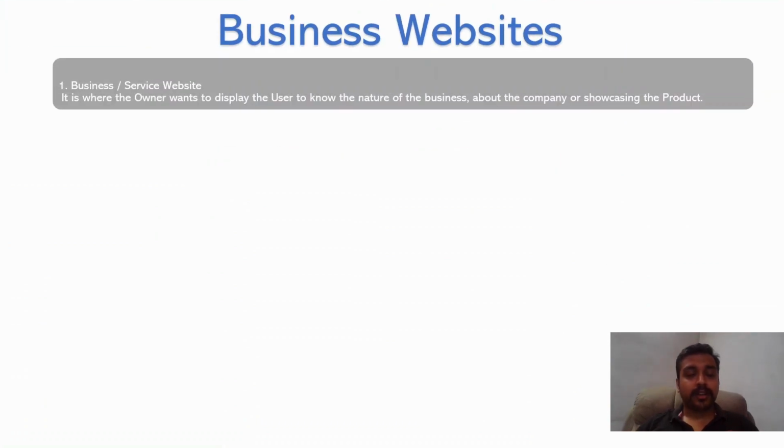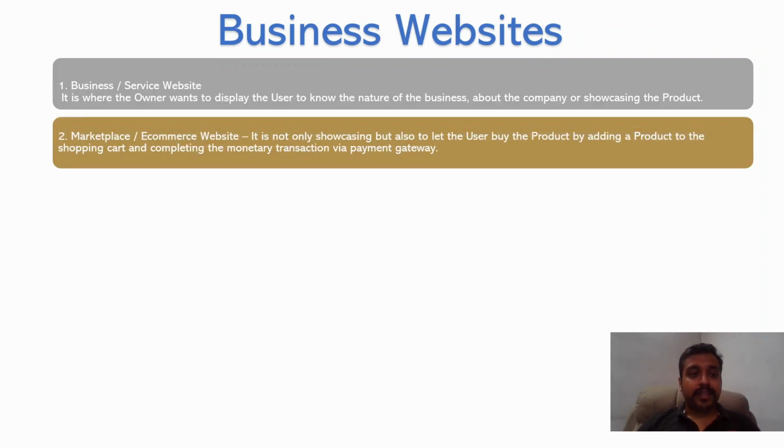We have many different types of websites under the business website. For example, service website or business website. Here we basically try to show the user what nature we have or what type of products we have, showcasing the products, what the company is about, everything about the business or product or services. This comes under the business or service website.